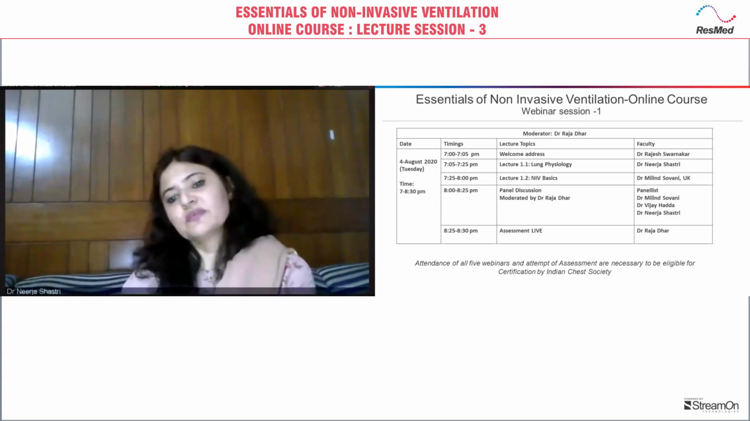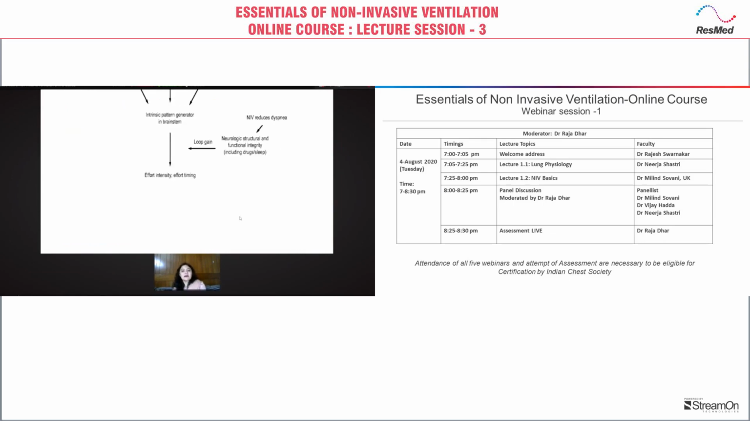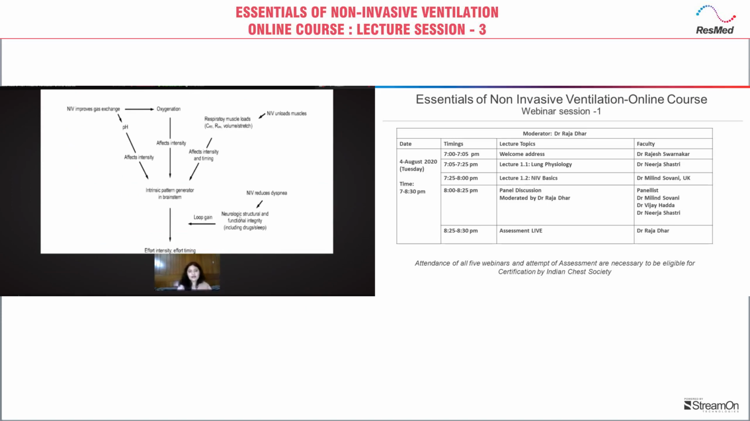So it has to be properly applied, synchronous and assisted, and it has to be synchronous because desynchrony again produces problems. It should be there to reduce muscle loading and increase muscle recovery. So this is how overall your NIV will help: it improves the pH, increases oxygenation, and unloads the muscles. Ultimately, all these inputs are going to the respiratory center in the brain, and if you can modify these inputs, your central drive will also be better.